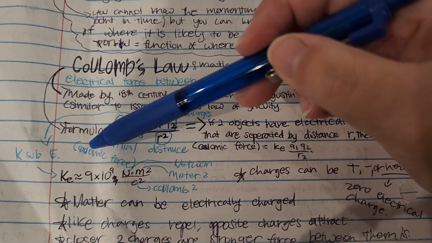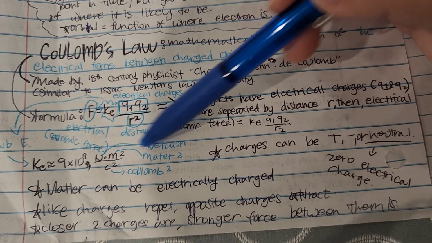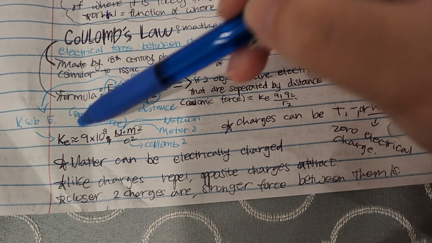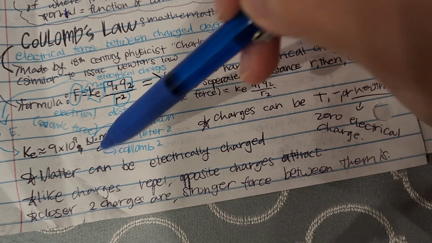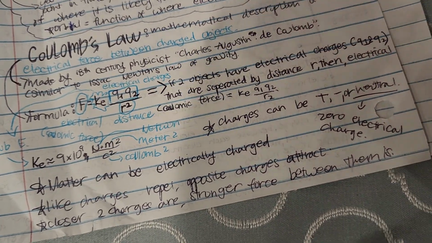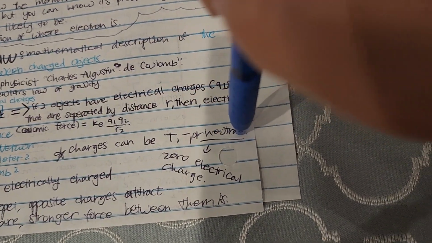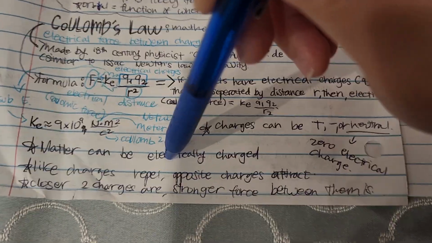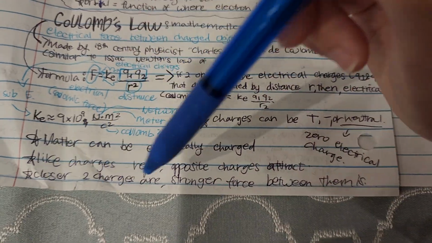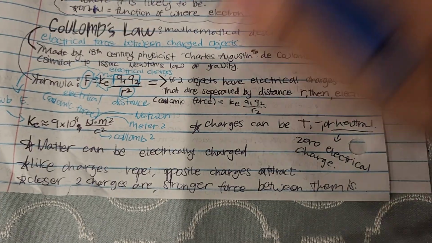This is the electrical force, these are the electrical charges, and this is the distance. And Ke approximately equals 9 times 10 to the 9th power, N times m squared over C squared. This is Coulomb, and this is Newton meter. Remember, charges can be positive, negative, or neutral, meaning zero electrical charge. Matter can be electrically charged, and like charges repel, opposite charges attract, and the closest charges have the strongest force between them.